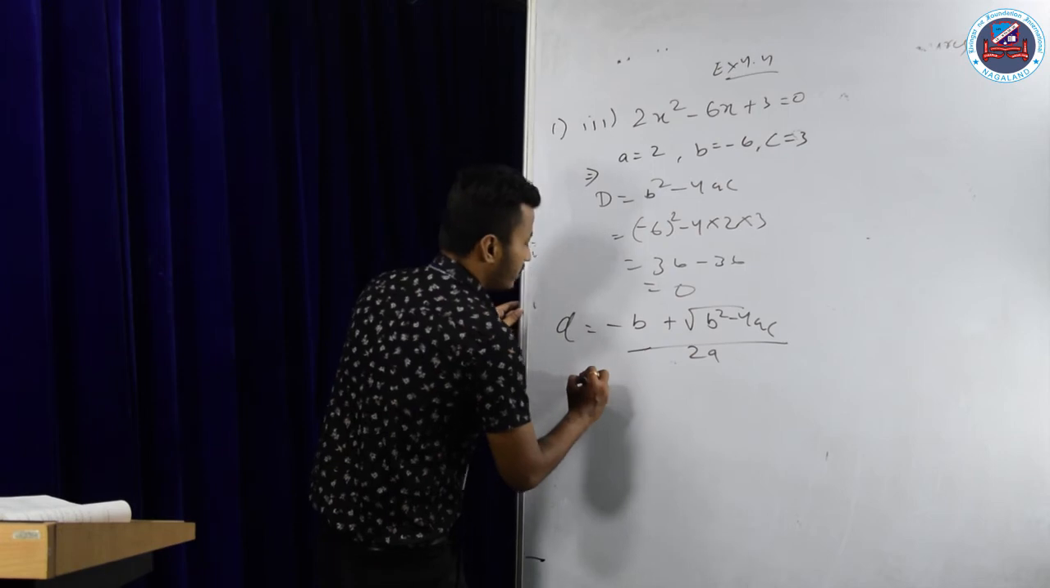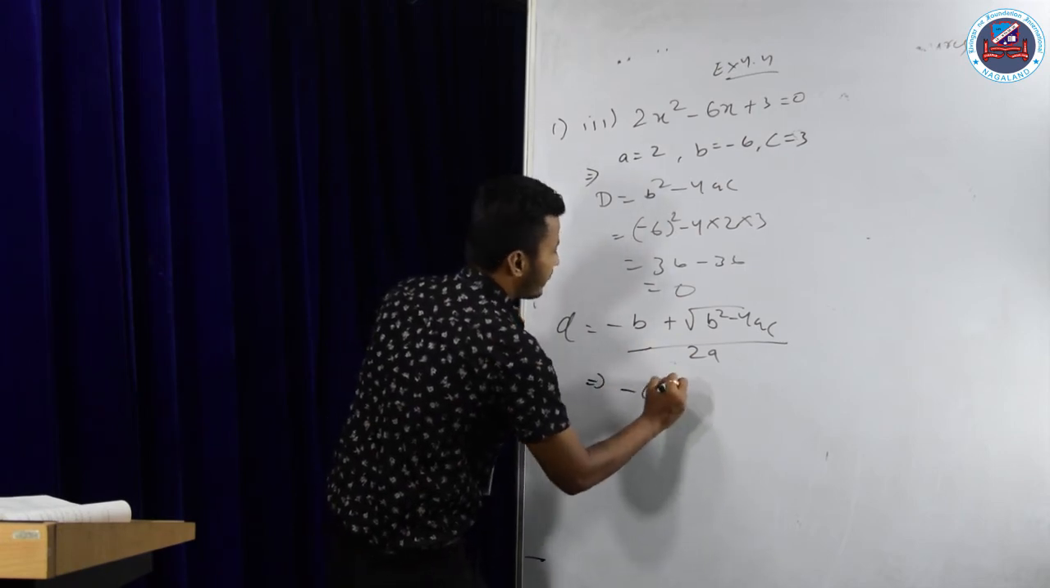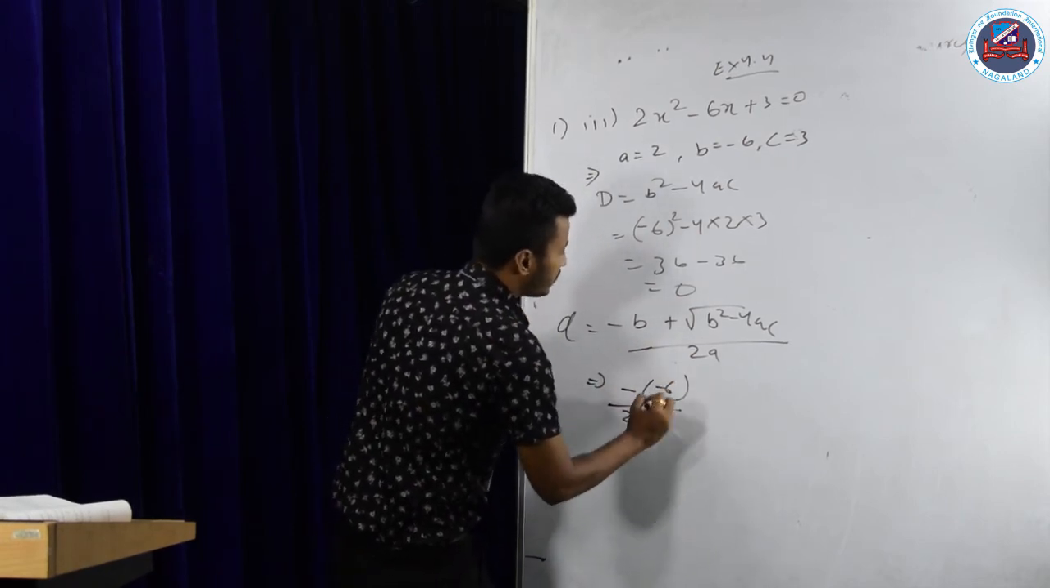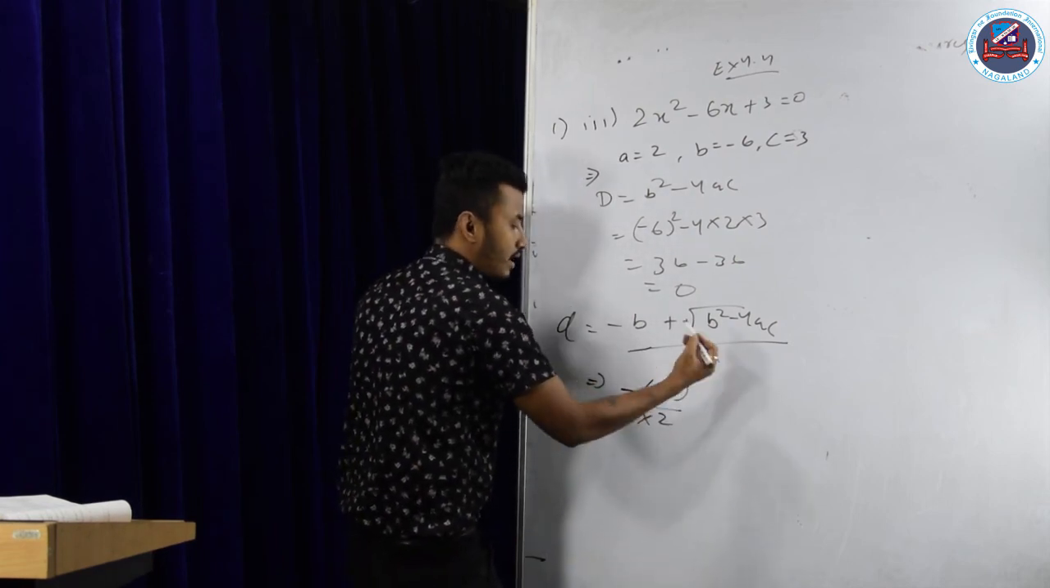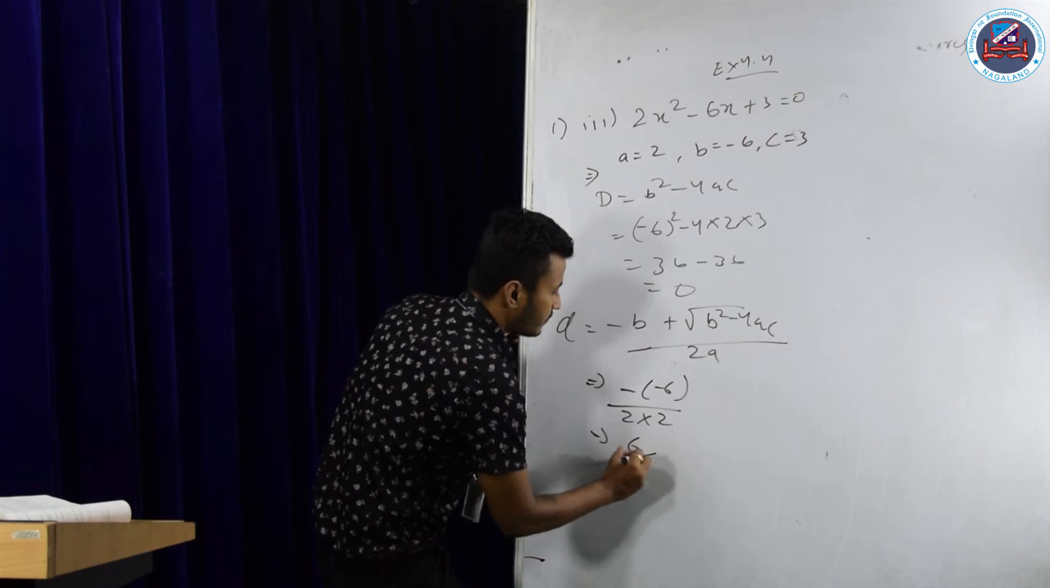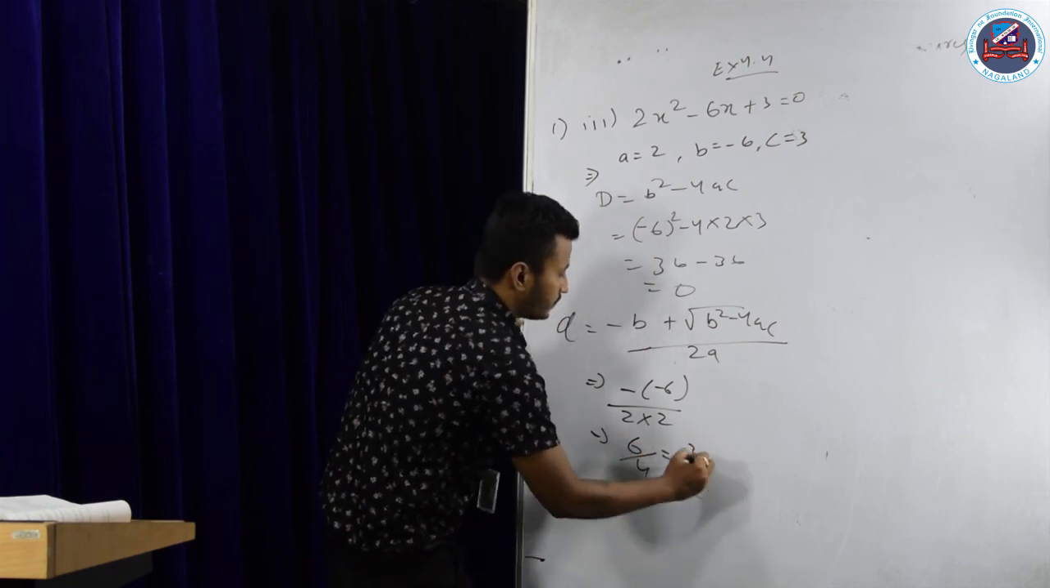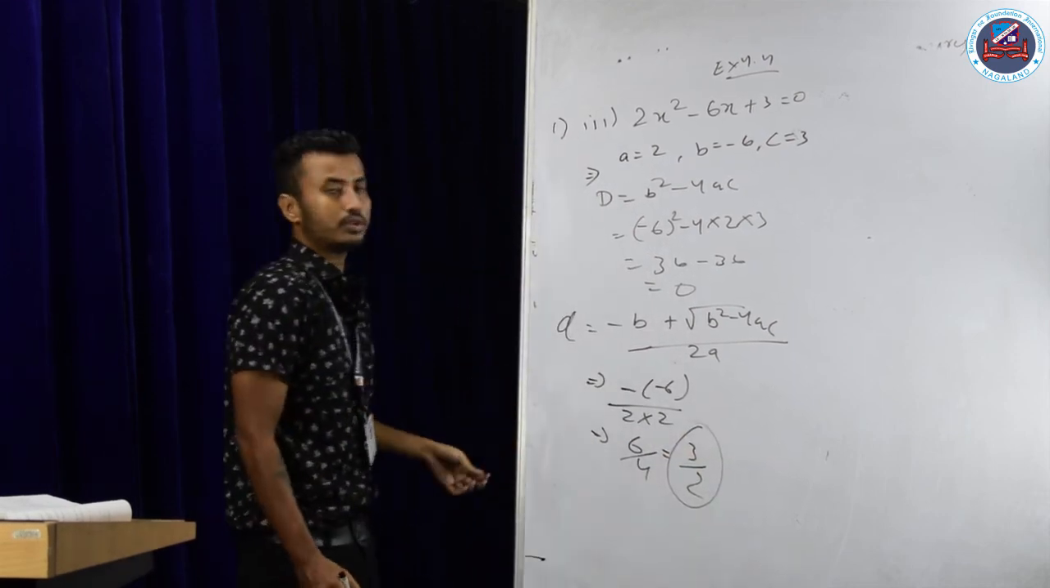0. Put 0 here. So this becomes minus of minus 6 by 2 into a, which is how much? 2. See guys, when you add plus 0, the answer will be the same. Answer is 6 by 4, that is 3 by 2. This is the first root.